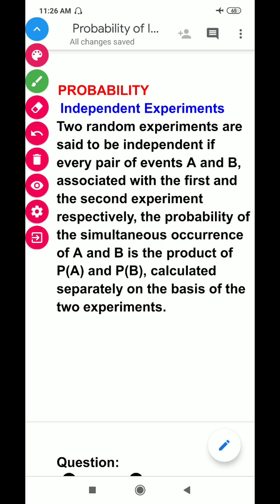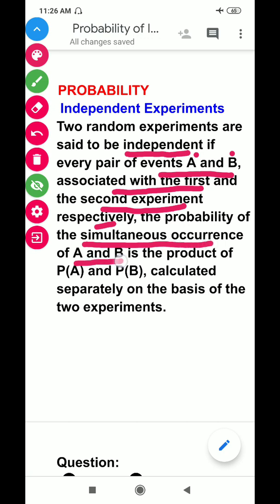In today's session, we will discuss independent experiments. Two random experiments are said to be independent if every pair of events A and B associated with the first and second experiment respectively are not dependent on each other. The probability of simultaneous occurrence of A and B is the product of probability A and probability B.